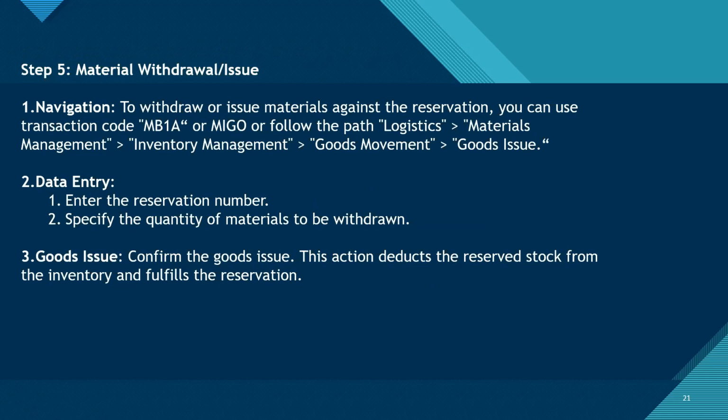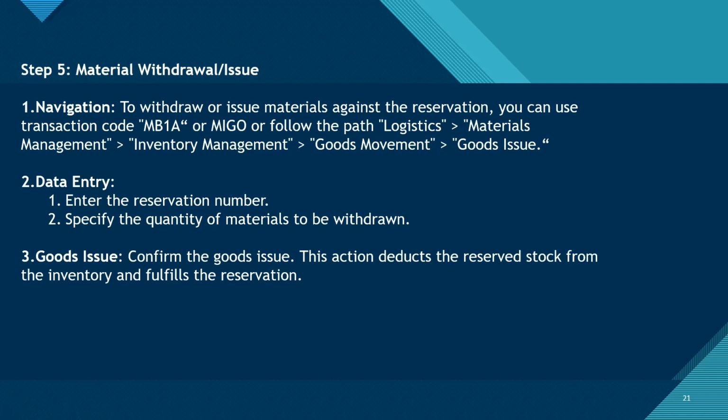So MB1A or MIGO, we go to logistics, materials management, inventory management, goods movement, and goods issue. This is the path wherein you can issue the goods for a cost center. I have done the scenario as well, so I can show you first on the document what the steps are, and then on the system also, I'll show you this part.